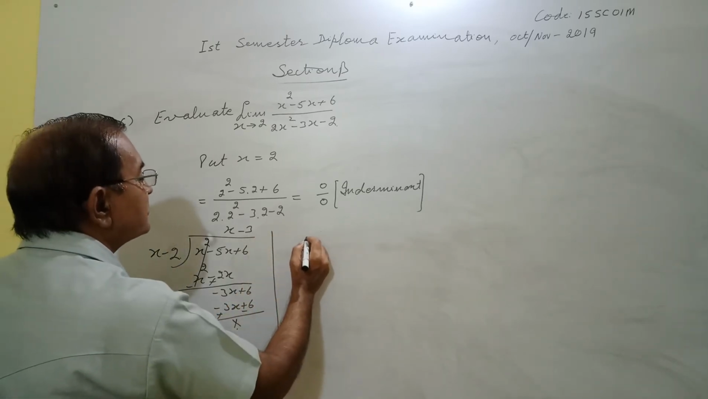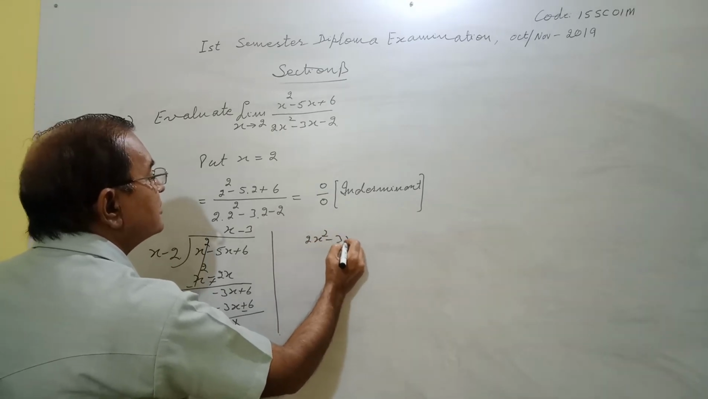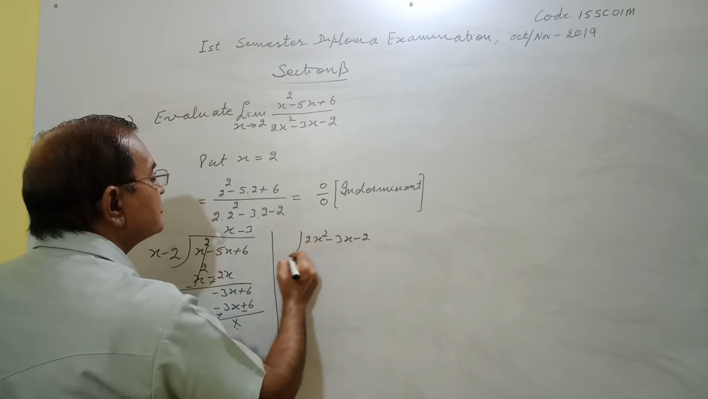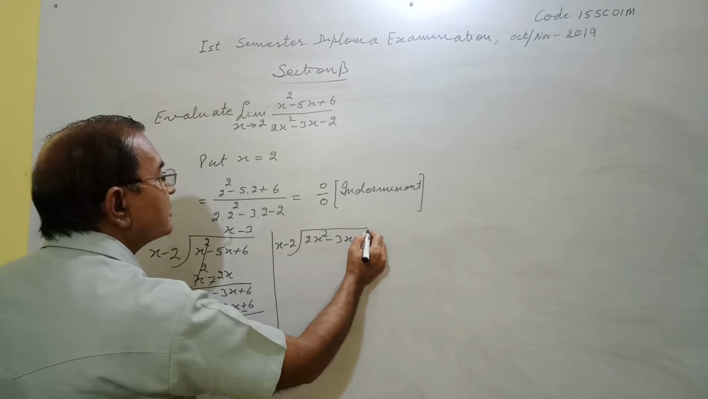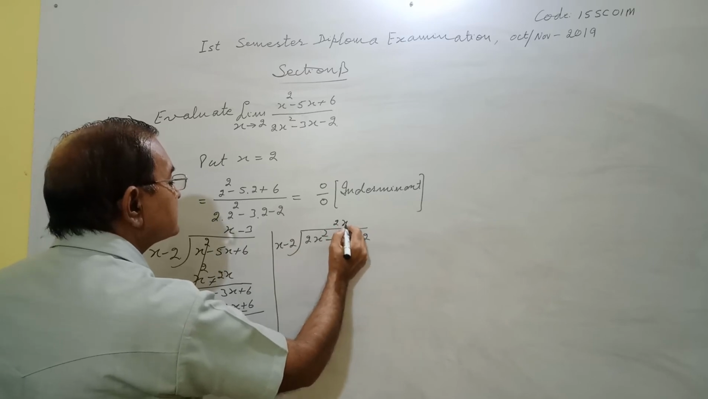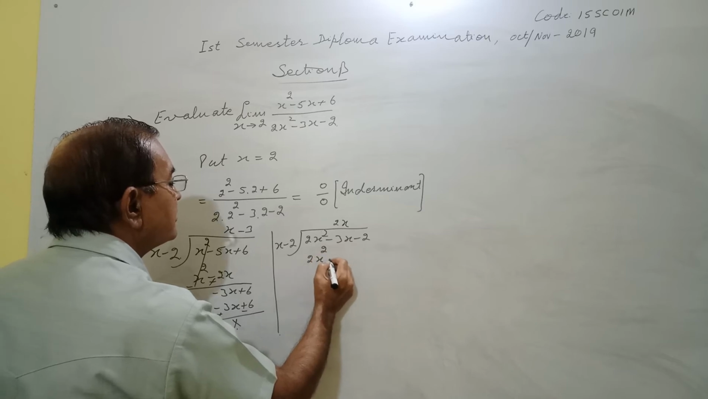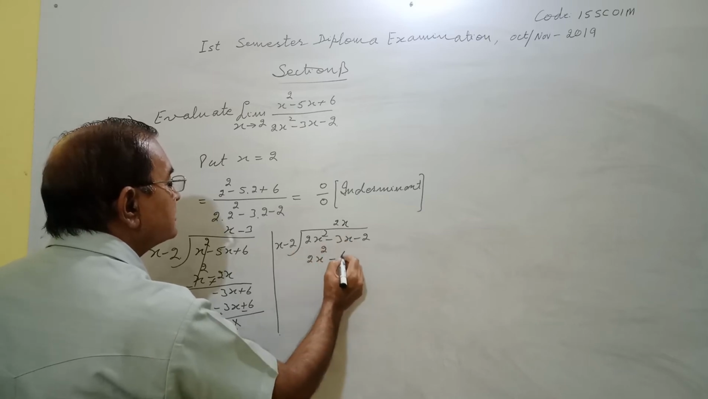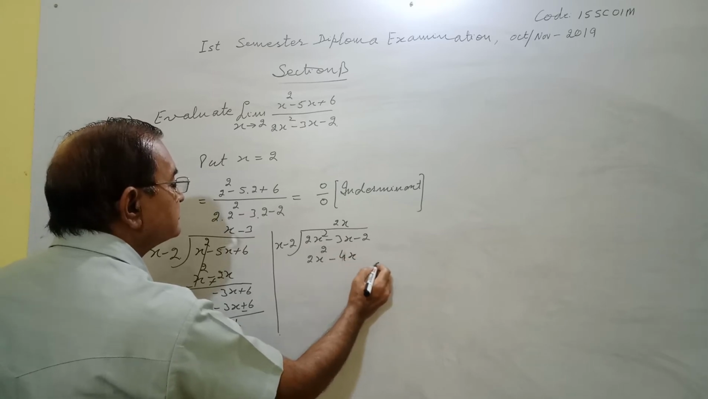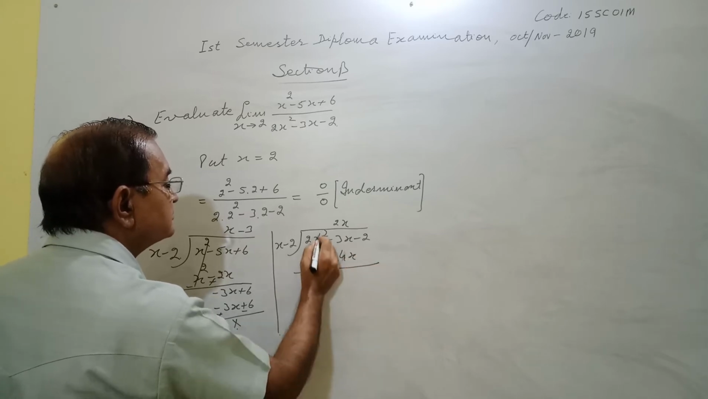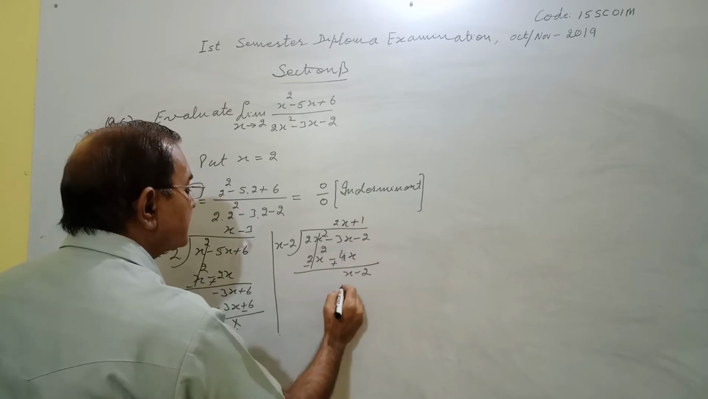Now for the denominator, 2x square minus 3x minus 2 divided by x minus 2. We will get here 2x, 2x square minus 4x, and dividing by x minus 2, the dividing factor is now 1.